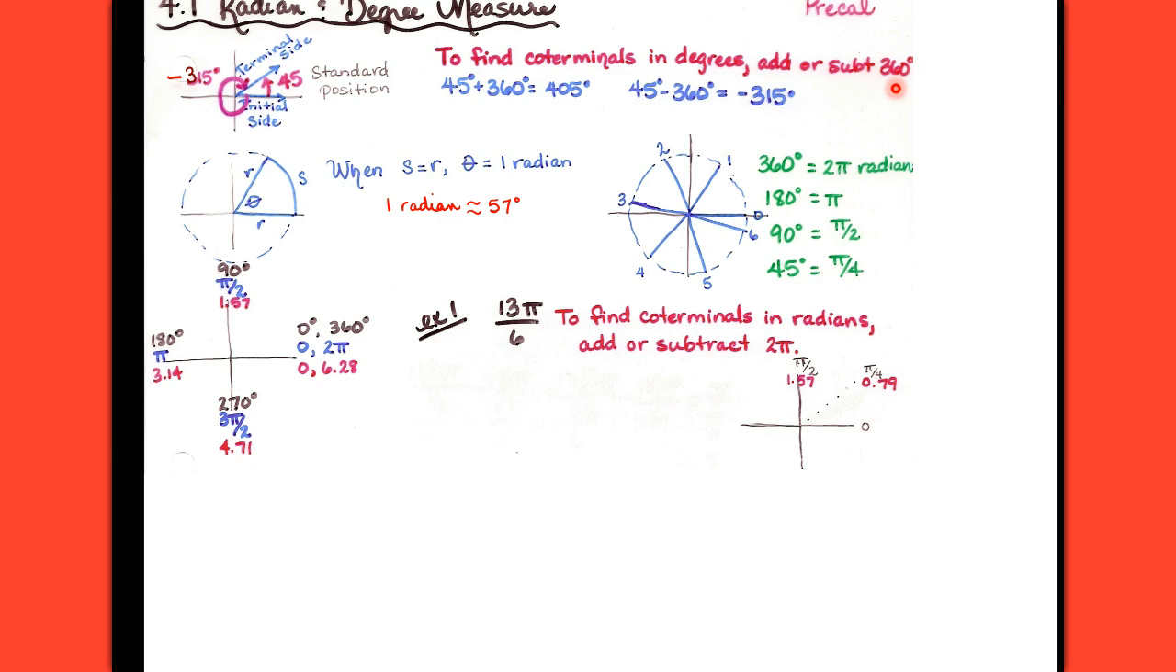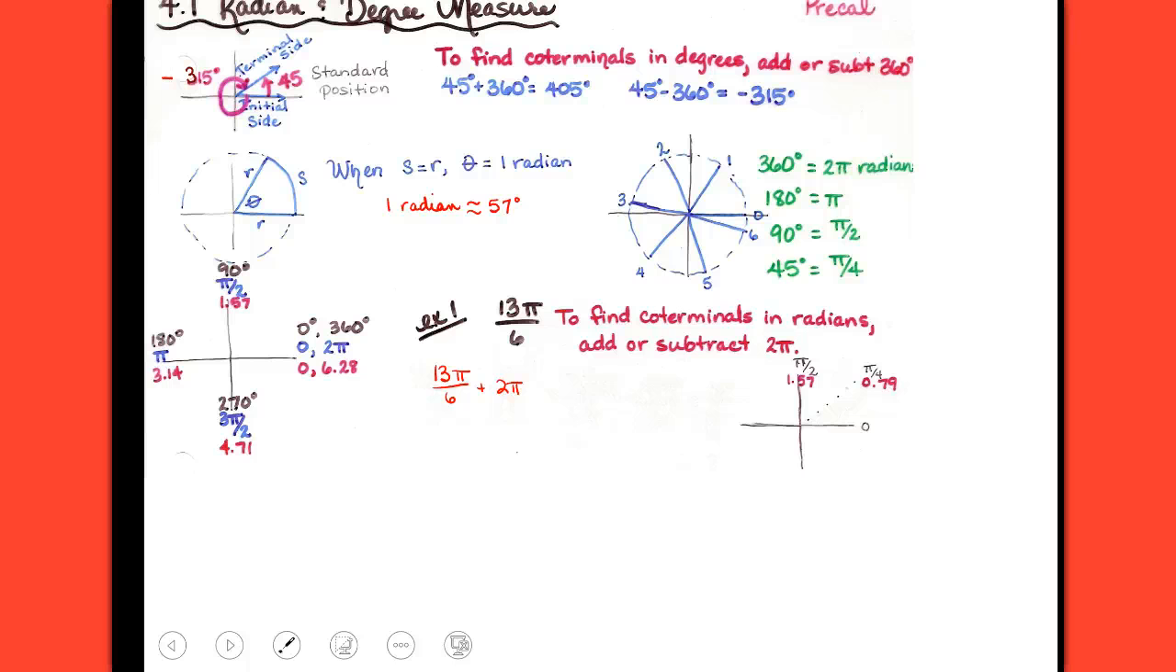Okay, so we said to find coterminals when we were working in degrees that we would just add or subtract 360. What's the equivalent in radians for 360 degrees? 2 pi. So if I want to find coterminals in radians, I'm just going to add or subtract 2 pi. So if they give me 13 pi over 6 and I want to find a couple of coterminals, I'm just going to add and subtract 2 pi.